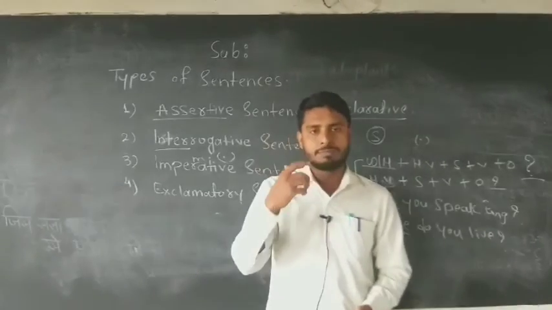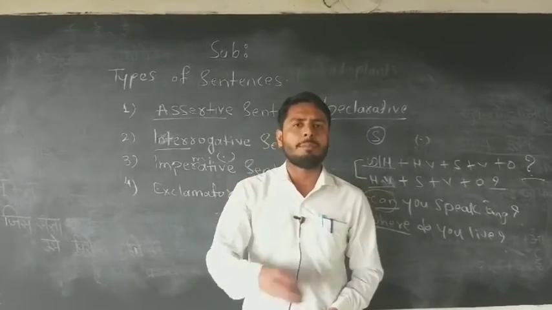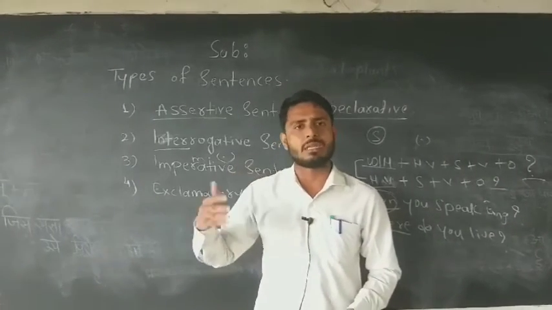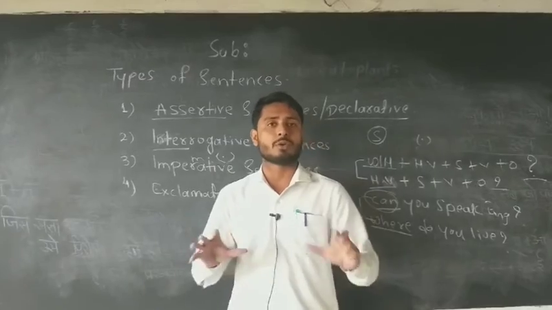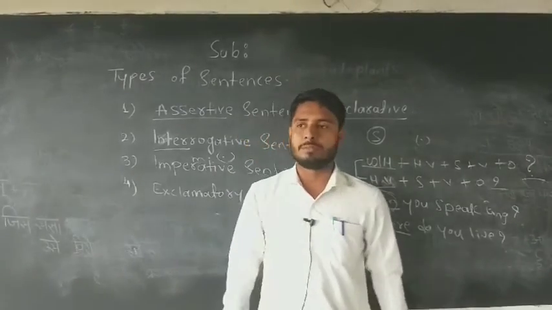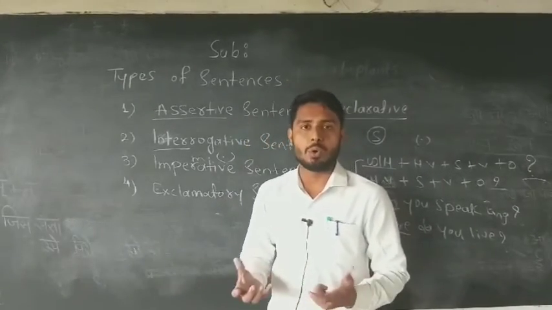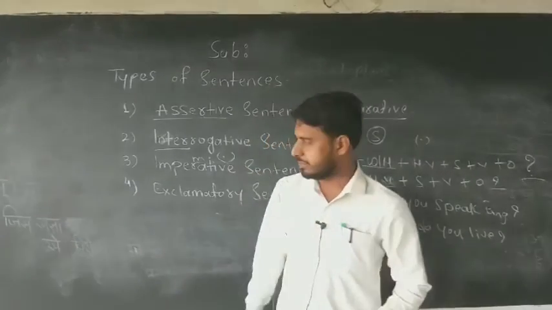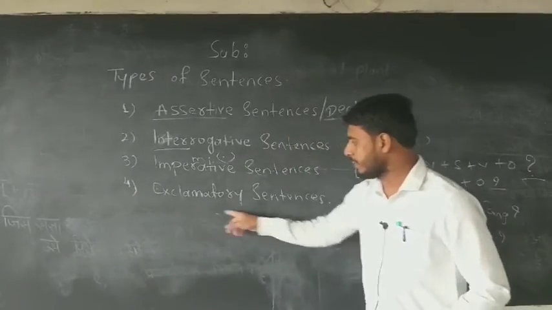Someone was very poor and very ordinary. You expected that he would not do anything in his life, but suddenly he got 5 crore rupees. You will say, "Oh, wow," words like that. If you are using these in your sentences, then you are speaking exclamatory sentences.